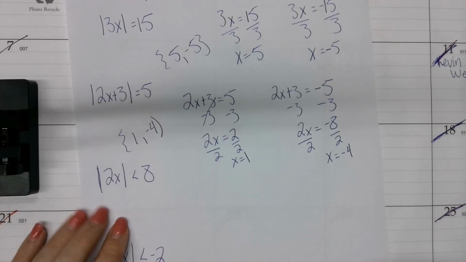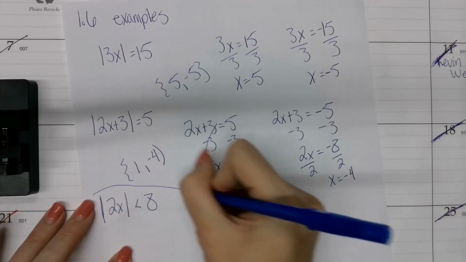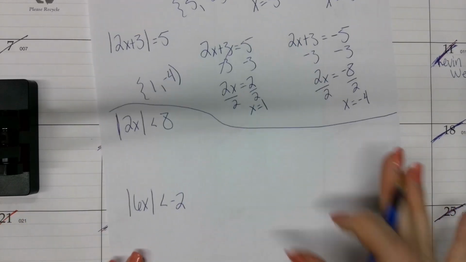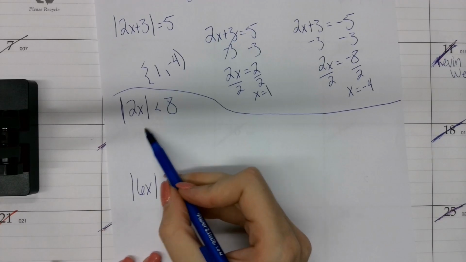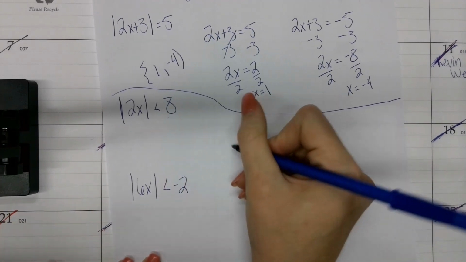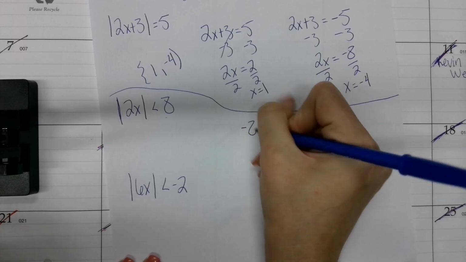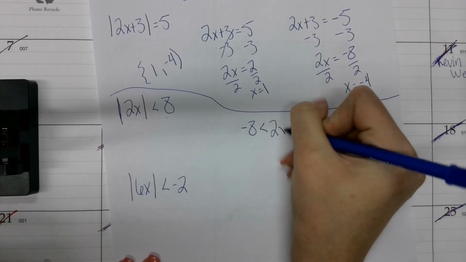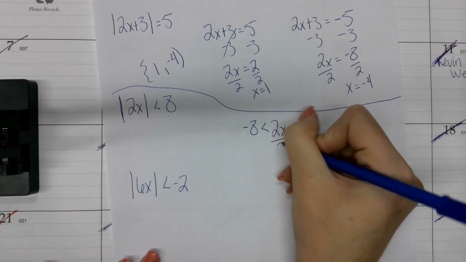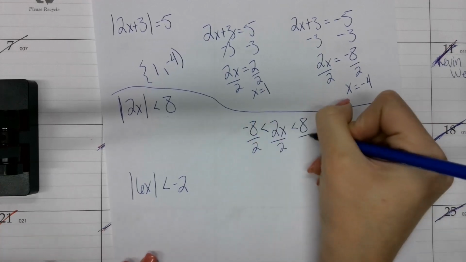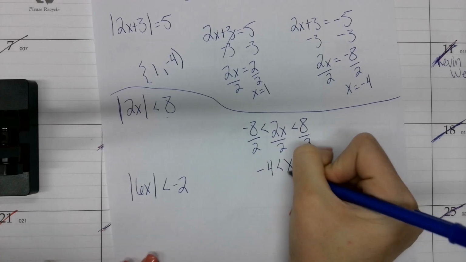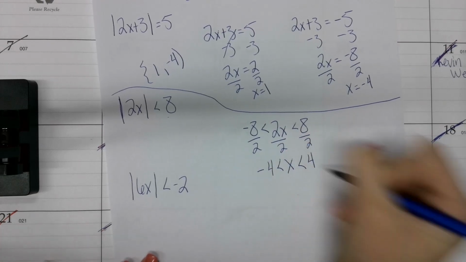Okay, now then to our first inequality one. I'm going to draw a squiggle here. Should have given myself more room. So the absolute value of 2x is less than 8. Since this is a less than, we're going to have negative 8 is less than 2x, which is less than 8. And then we divide by 2 on all sides. So negative 8 divided by 2 is negative 4, which is less than x, which is less than positive 4.